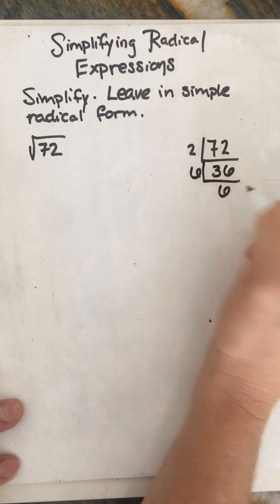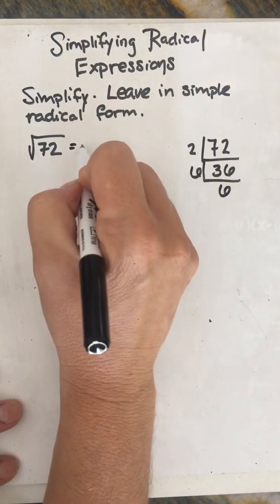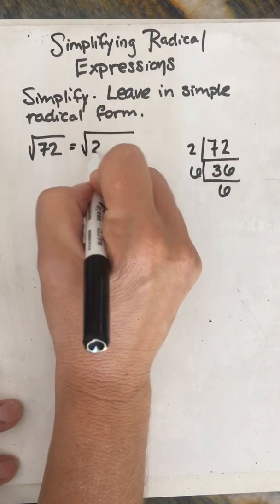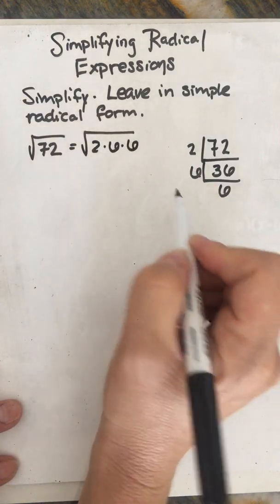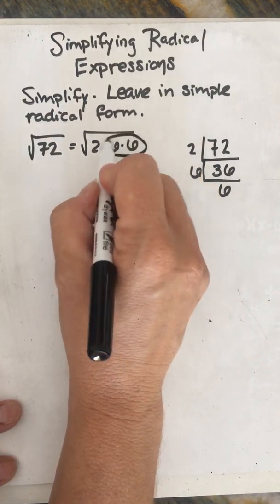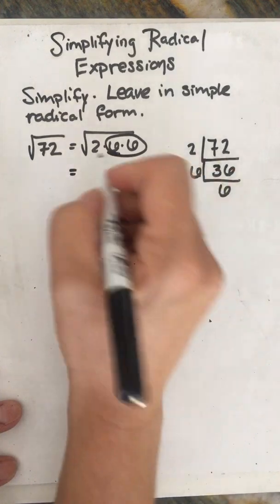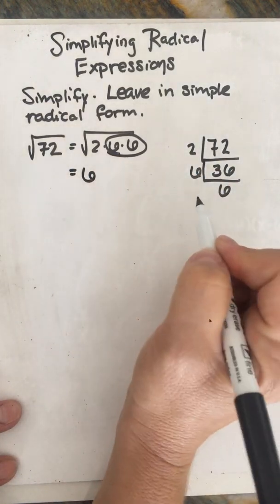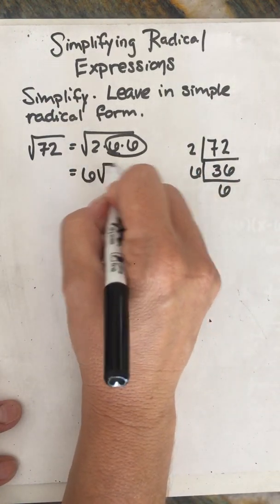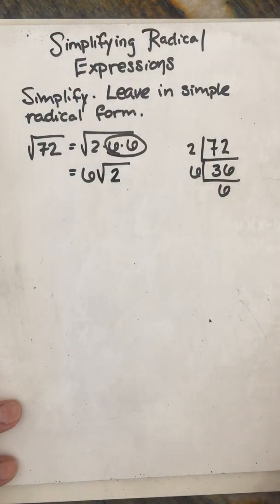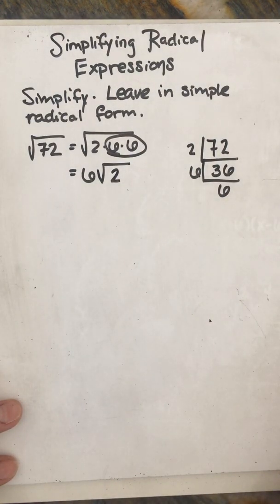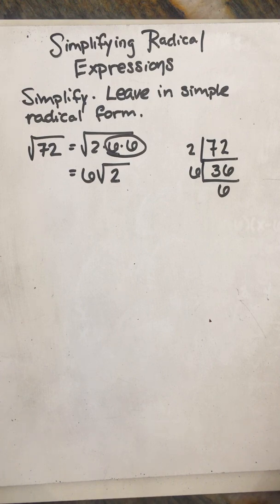So 6 and 6. We can write the square root of 72 as the square root of 2 times 6 times 6. So we've got a pair of 6s, and we show that on the outside as one 6, but we have to leave the square root of 2. So that's how that works, friends. You can do the same thing with variables.